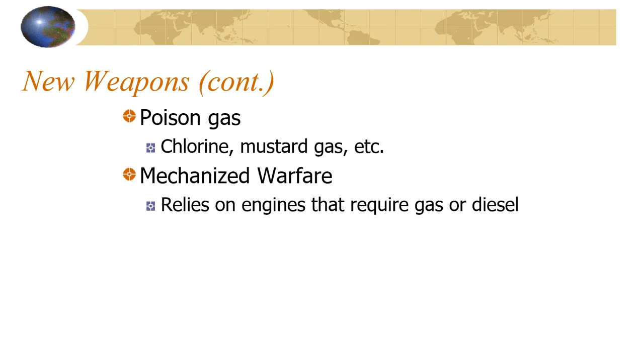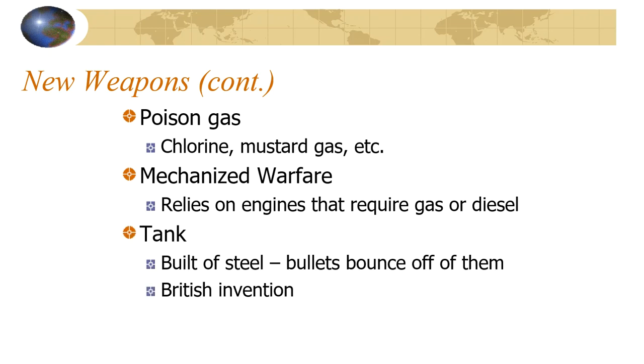Mechanized warfare, which relies on engines that require gas or diesel. So we're going to have our first jeeps, we're going to have our first tanks, we're going to have airplanes, all relying on this mechanized warfare. The tank, as I said, was built of steel, so bullets bounce off of it. It was a British invention. However, the first tanks went so slowly that it was very easy to run up to them rather than just relying on them to take you out.